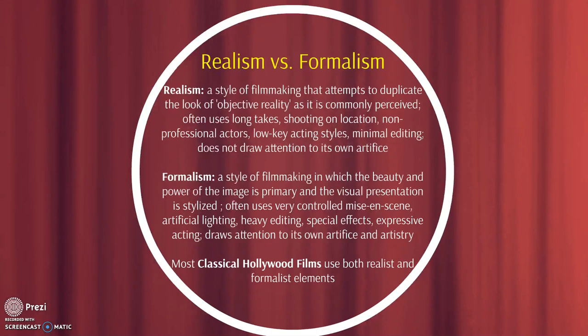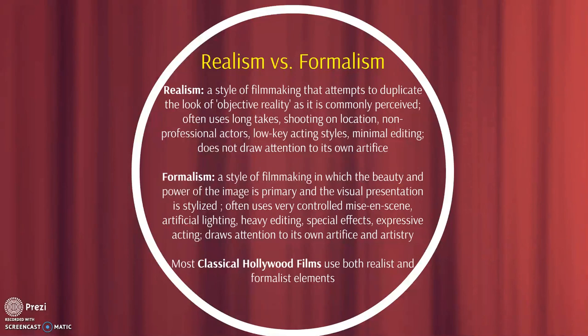Now, the next thing to think about here is different styles of visual design. And there are three listed here. You have realism, formalism, and classicism, or classical Hollywood. Now, these all exist on a spectrum. They're not totally separate from each other, but it's more like they're just different shades on the same spectrum of visual style. So realism is a style of filmmaking that tries to look like objective reality.